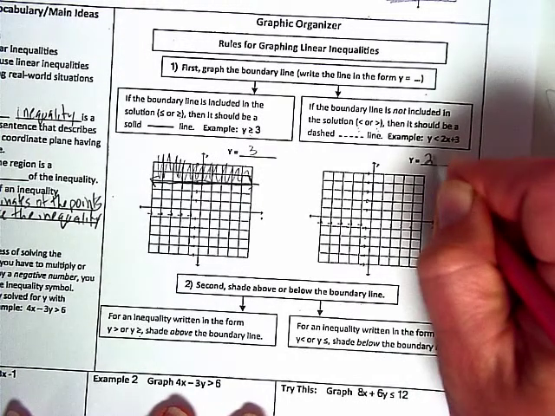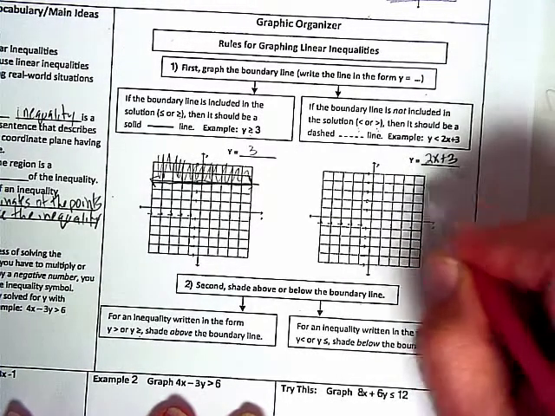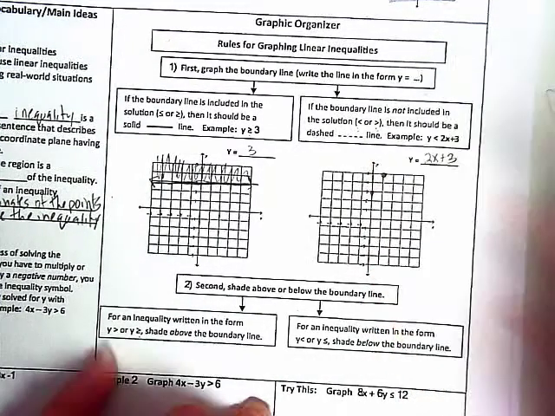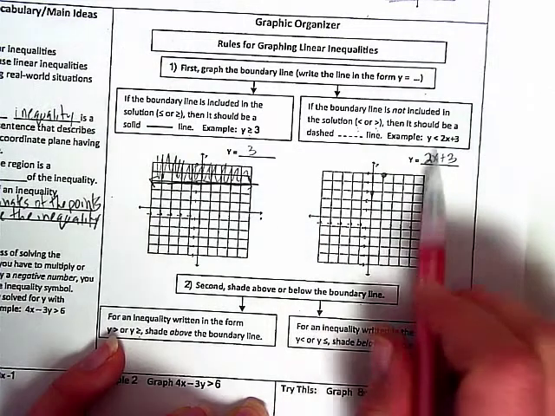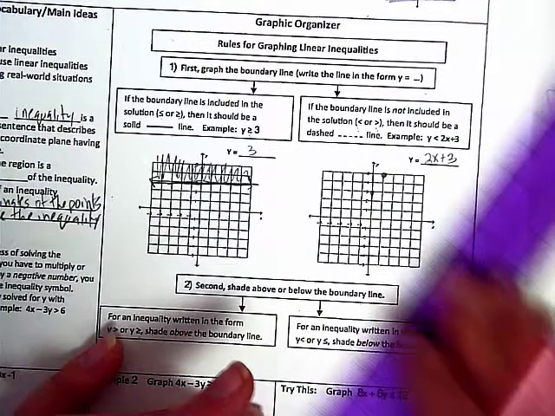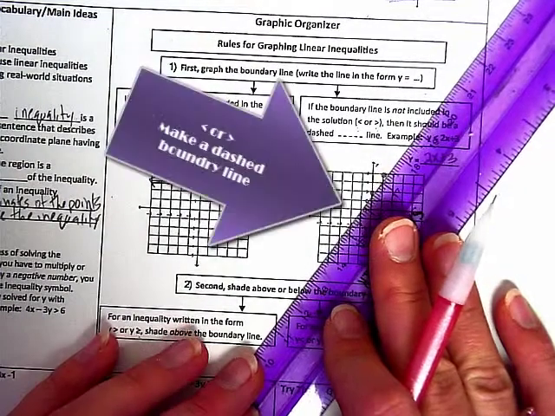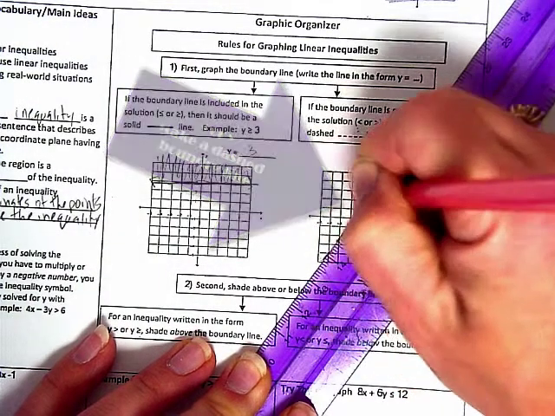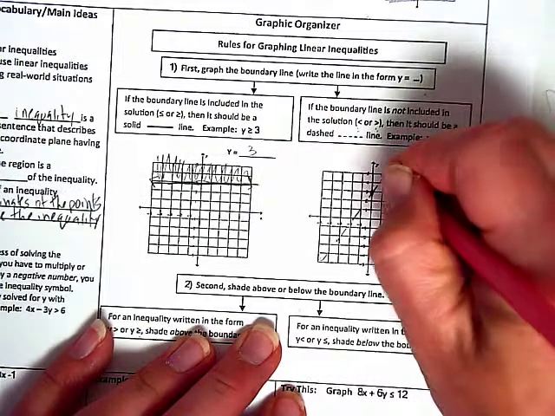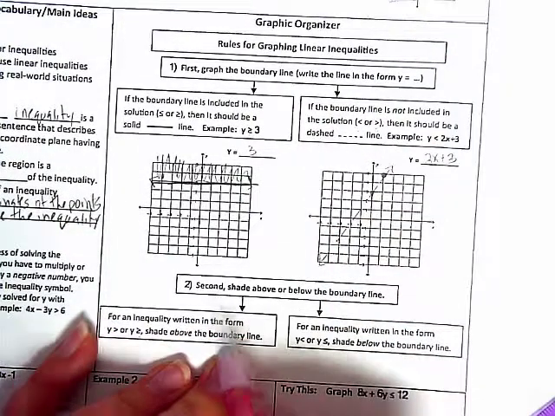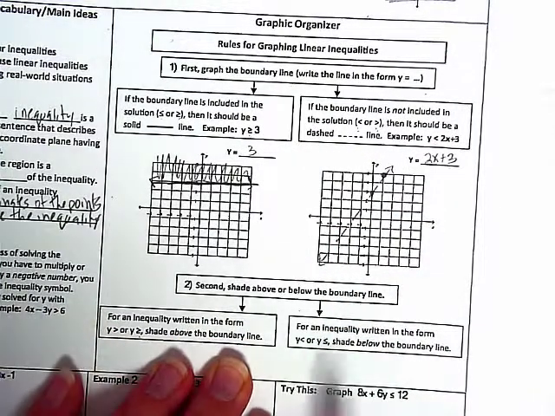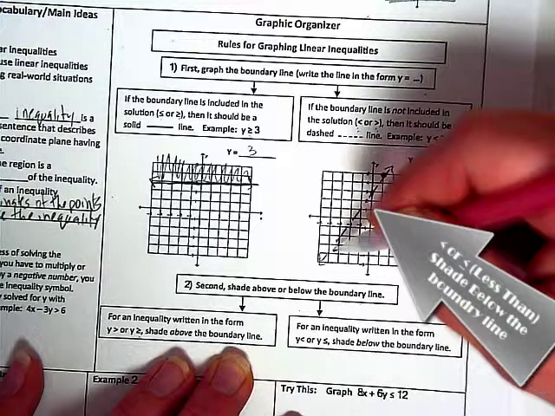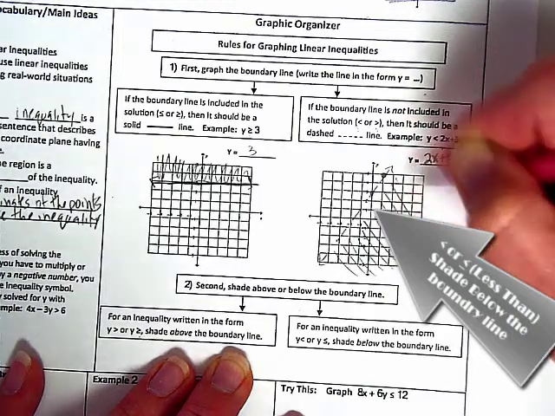You can think of it as y equals 2x plus 3. You know how to graph that line. Our y-intercept is 3. Slope is 2, up 2, right 1. Now when you make your line though, you need to be careful. It is less than. It does not include the equal to sign. So when we graph this, we need to make it a dashed line. This is our boundary line, making it dashed. Then, second step, shade above or below the boundary line. For an inequality written in the form of less than, which this one has, shade below. So we're shading below the boundary line.